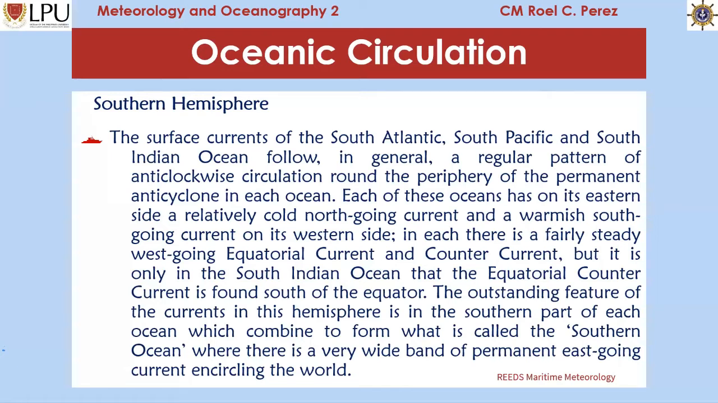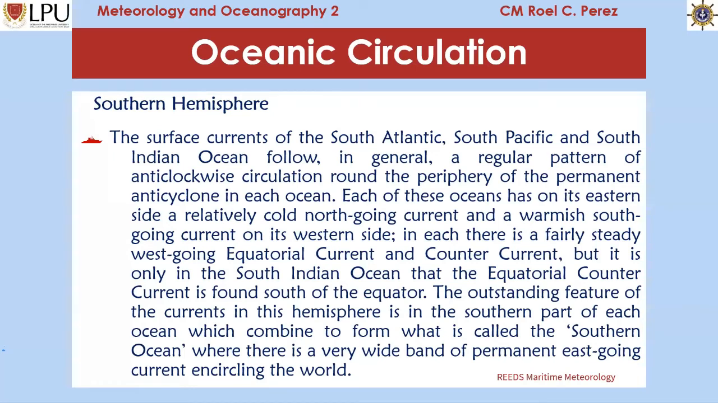The outstanding feature of the currents in this hemisphere is in the southern part of each ocean, which combine to form what is called the Southern Ocean, where there is a very wide band of permanent east-going current encircling the world or encircling also Antarctica.